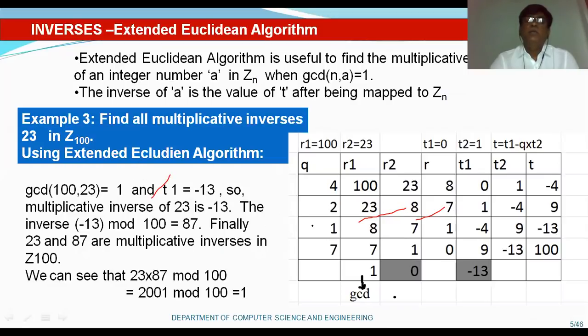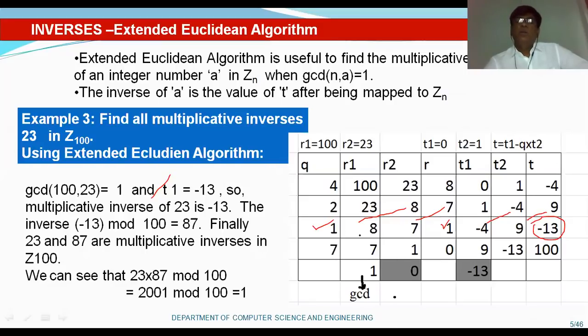1 is the quotient, and its remainder is 1. And this comes to here. This comes to here. What is the new T? Minus 4 minus 9. Its value is minus 13.